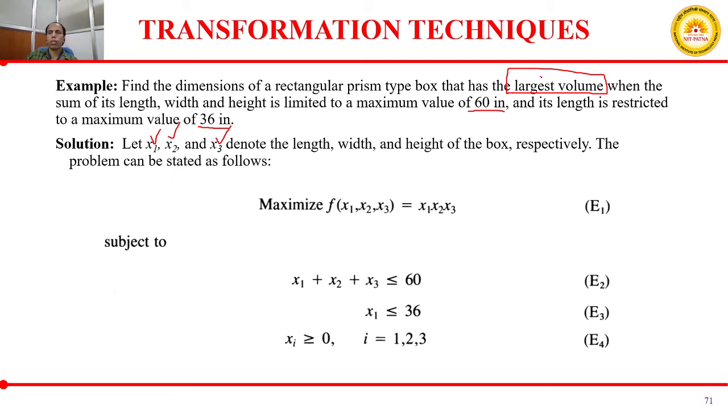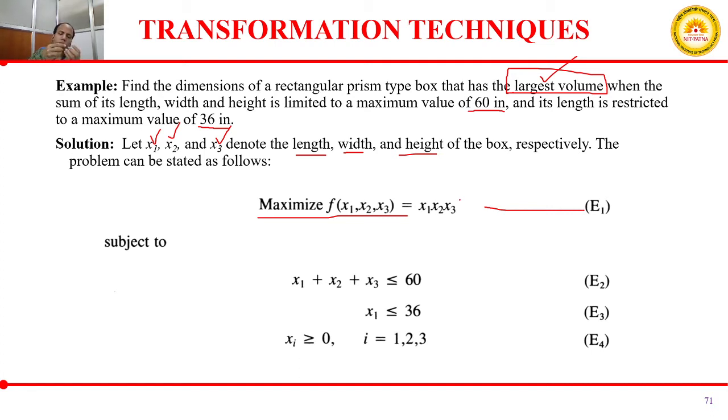And what is our objective function? We have to maximize our volume, the largest volume. So we can write this as maximize f(x1, x2, x3). It is a function of x1, x2, x3. And how do we calculate the volume of a rectangular prism? Length multiplied by width multiplied by height. So this will be x1 into x2 into x3. This is your equation number E1.